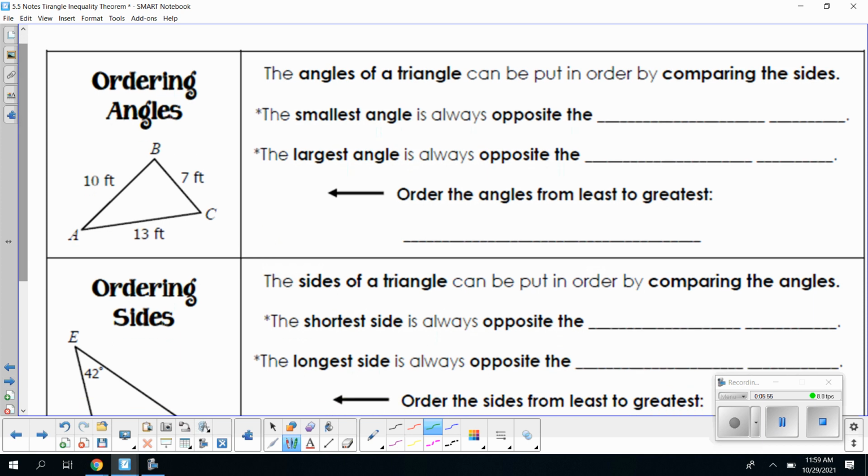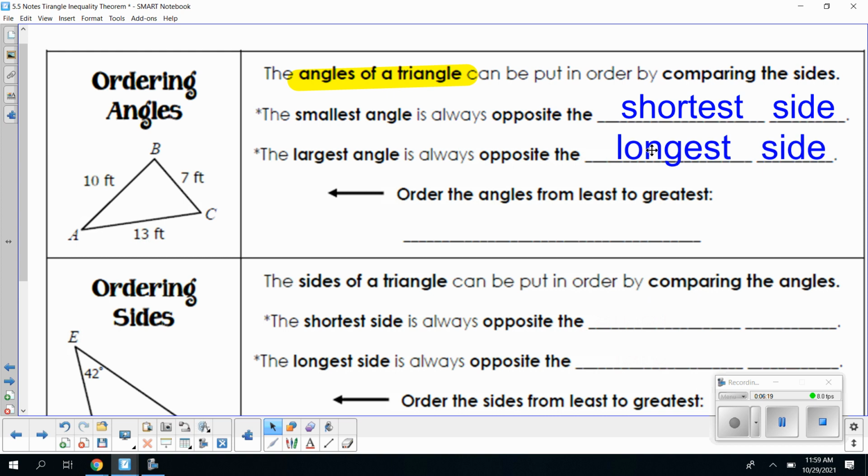On the next page, we're talking about ordering angles and ordering sides. The angles of a triangle can be put in order by comparing the sides. Okay? The smallest angle is always opposite the shortest side. The largest angle is always opposite the longest side.